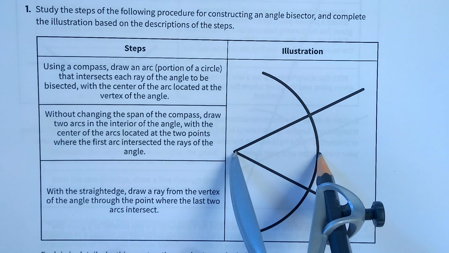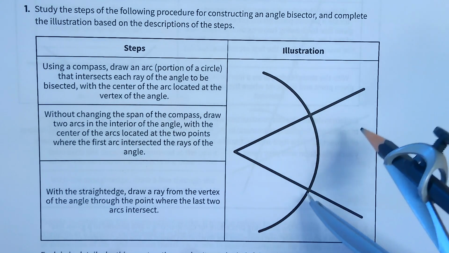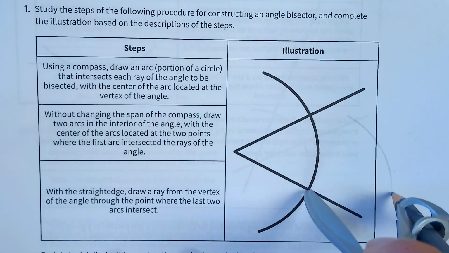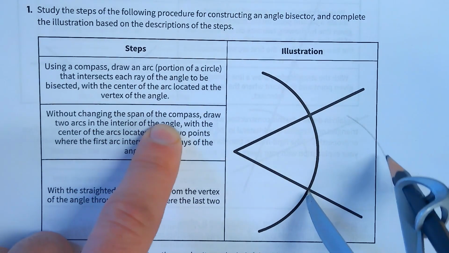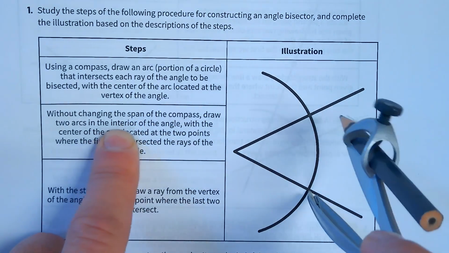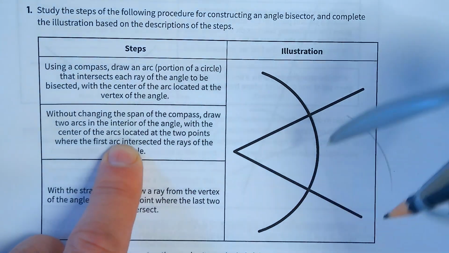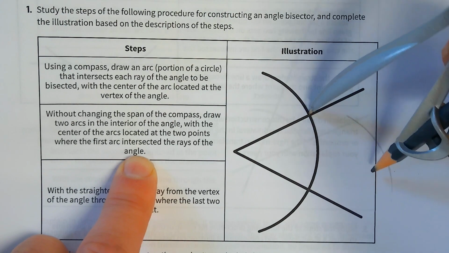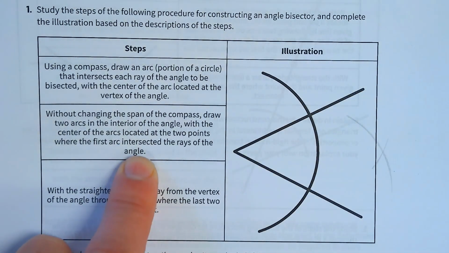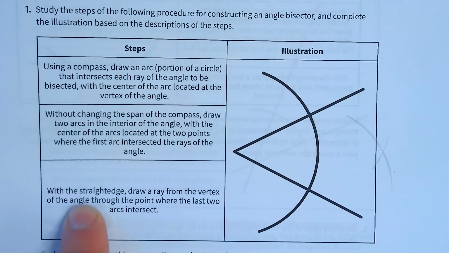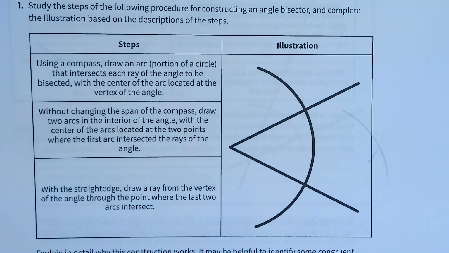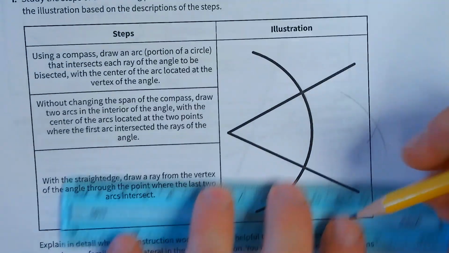But they don't want us to because they want us to make a rhombus. You may have been noticing, because the next one is, without changing the span of the compass, draw two arcs on the interior of the angle with the center of the arcs located at the 2 points where the first arc crossed the rays. And then, with a straight edge, draw the ray from the vertex to the place where those two crossed. So this is standard angle bisector.